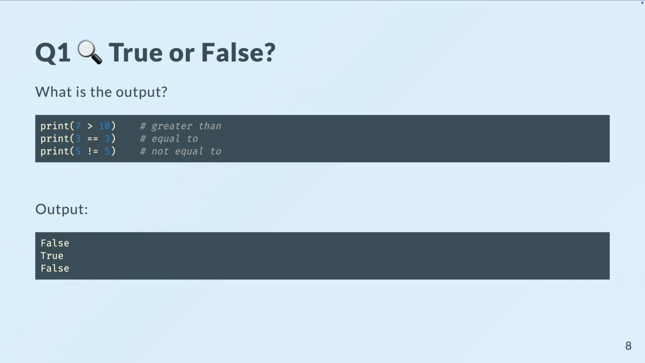Let's check the answers. 7 greater than 10 is False, so the first line prints False. 3 equal to 3 is True, so the second line prints True. 5 not equal to 5 is False, so the third line prints False.